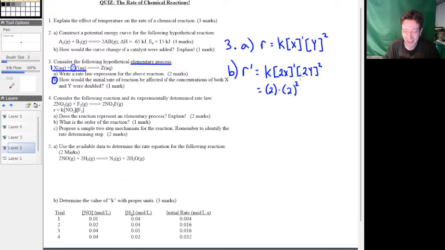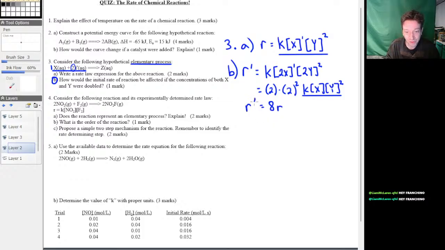Hello. And then we'll just leave the rest. So K, X, and Y. So 2 squared is 4 times another 2 is 8. So we get 8 times this. I forgot the squared there. 8 times that. And that is our original rate. So our new rate becomes 8 times the original rate.